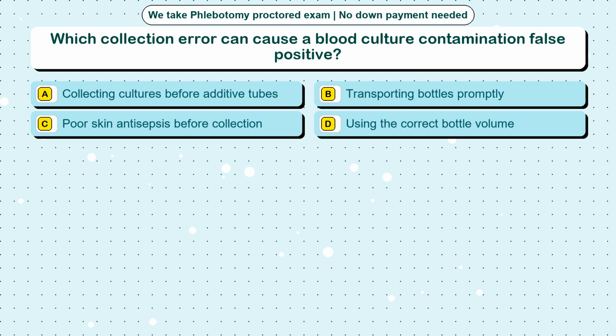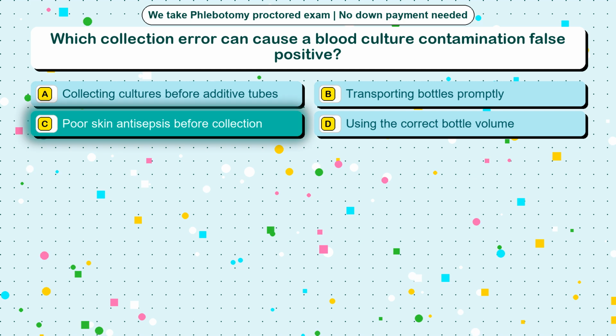Option A, collecting cultures before additive tubes. Option B, transporting bottles promptly. Option C, poor skin antisepsis before collection. Option D, using the correct bottle volume. The correct answer is option C, poor skin antisepsis before collection.